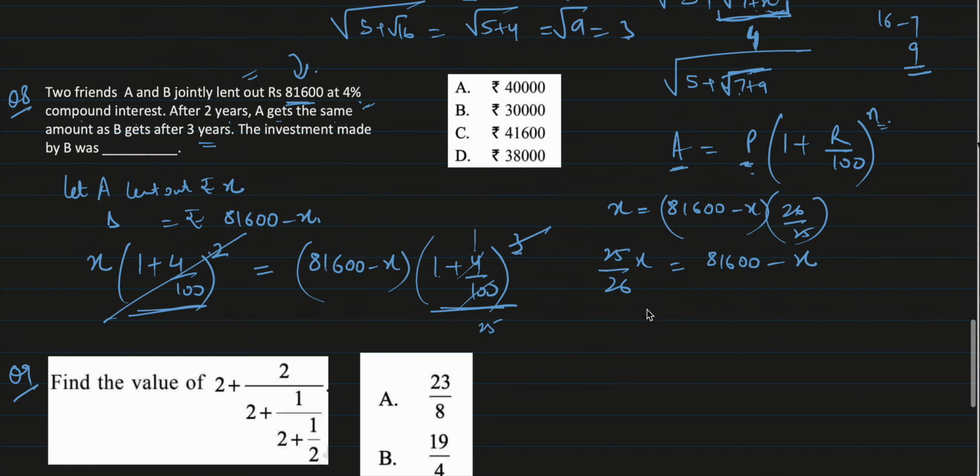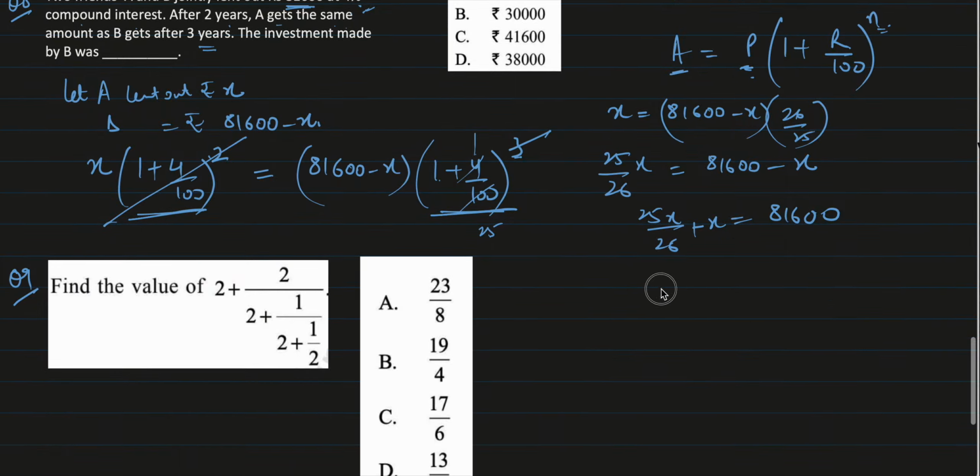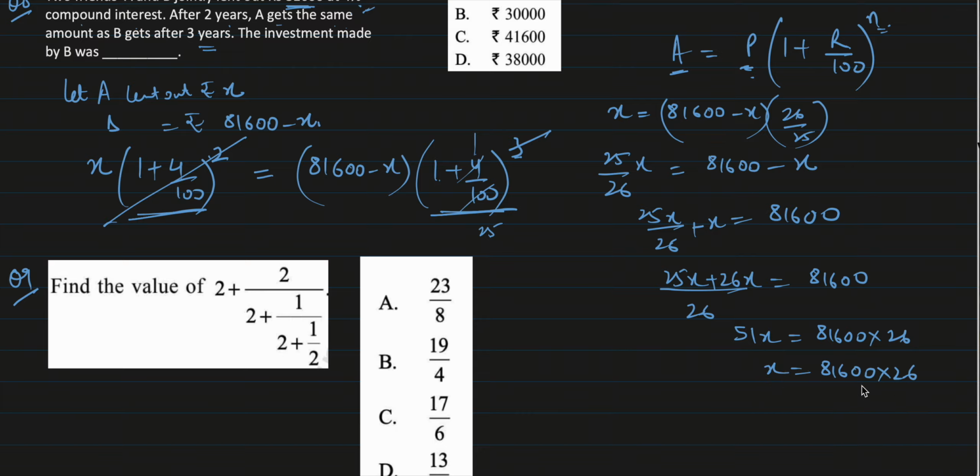Now bring this x here. 25x by 26 plus x is 81600. So when you take LCM, it will be 25x plus 26x is 81600. So when you add it, 51x is 81600 into 26, x becomes 81600 into 26 by 51. You can directly cancel it out, or you can first try it with 3. Let us just try it with 3. It will go by 17.